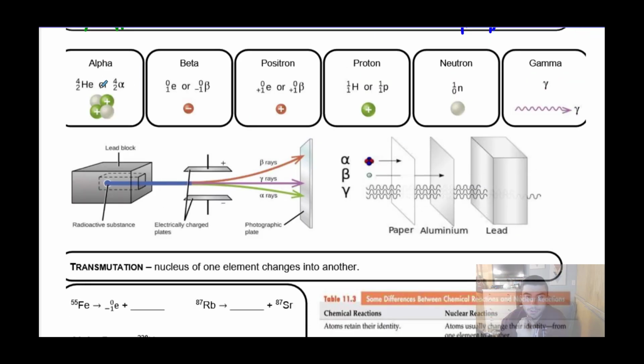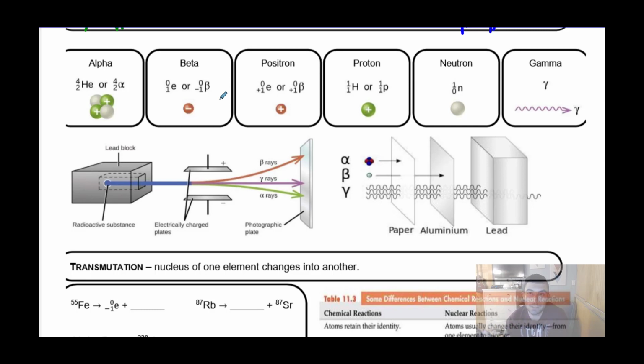Some of the important radioactive particles we looked at are here: alpha, beta, positron, proton, neutron, gamma. Radiation is nothing more than a particle or energy that a nucleus is giving off to change, right? And why would a nucleus want to change? Well, back in atomic structure in chapter 3, we looked at isotopes, and that the ratio of protons to neutrons determined whether an isotope was going to be stable or unstable.